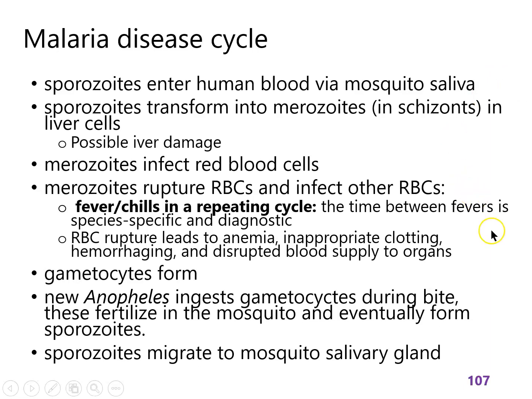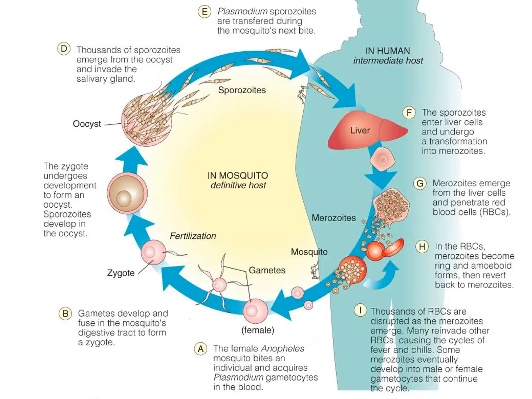So anyway, eventually gametocytes form, and you can probably see from that word gamete, this has to do with sexual reproduction. And that's the form that will infect the mosquito when it bites the person. And then in the mosquito, it'll go through further development, migrate to the salivary gland, and become sporozoites. And this is all of that.